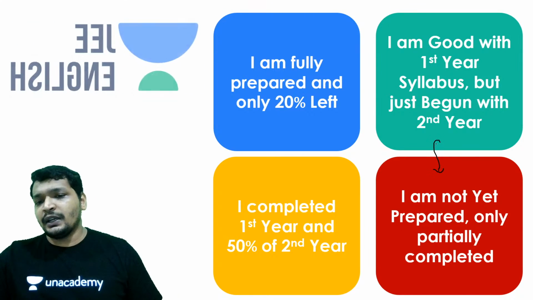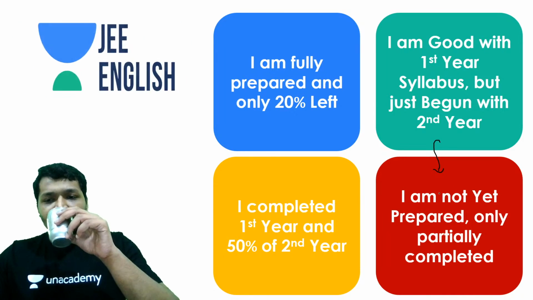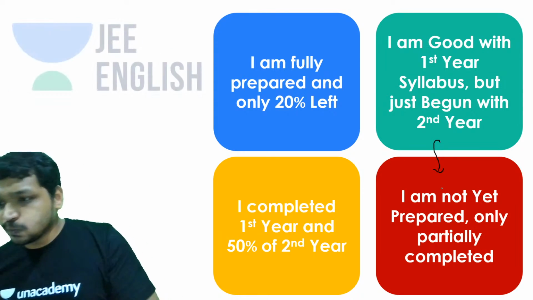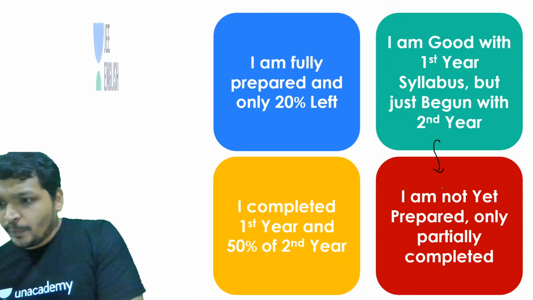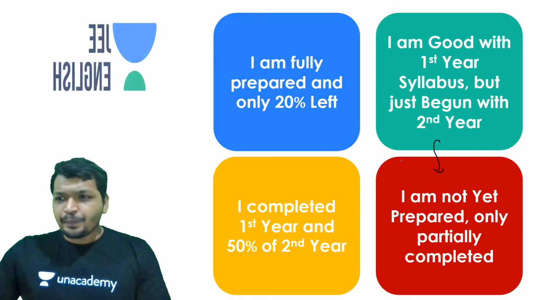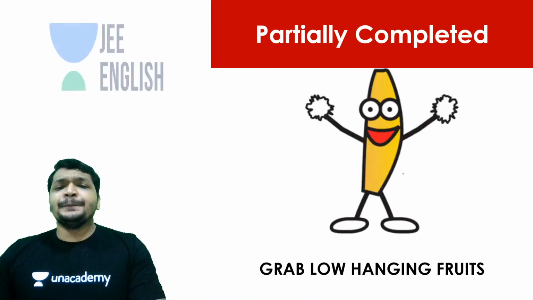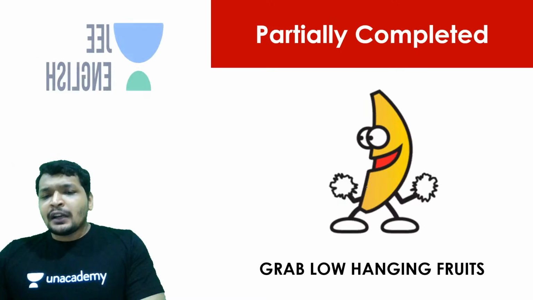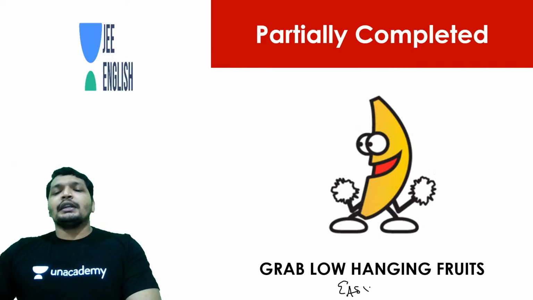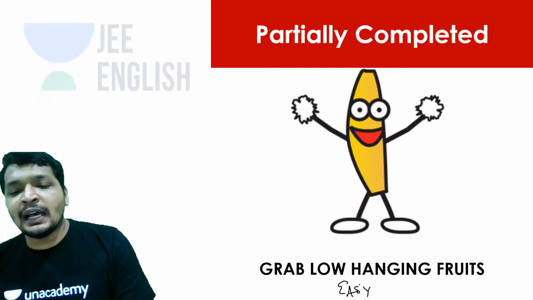The student who has just begun with the second year. You are also incomplete with the first year syllabus. So this is this fourth category, right? So yes, partially completed or fully completed, the rule is simple. Low hanging easy fruits are your target. Again, the same kind of thing. You're in class 11.